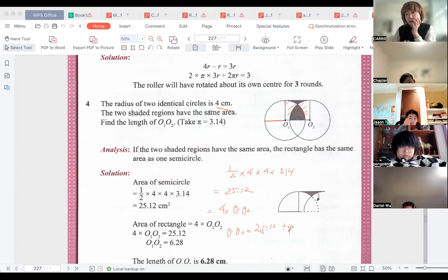Got it, everybody? Okay, I'm going to explain again why the semicircle equals this rectangle. 是不是有些小朋友这边不懂？Correct? 懂吗？还是不用我说了？Okay, let's move forward to number 5.